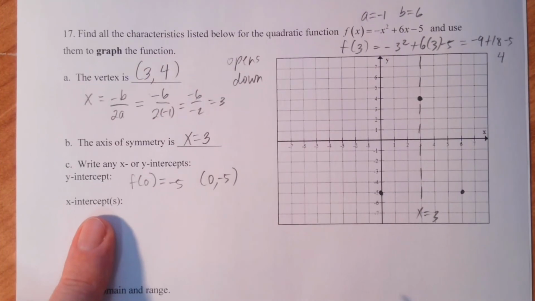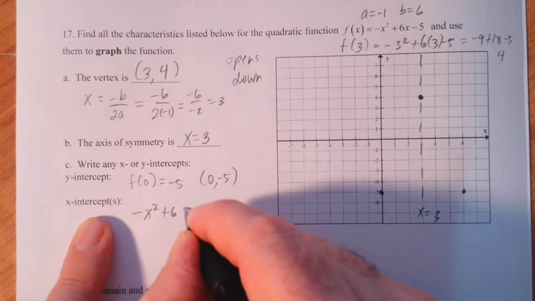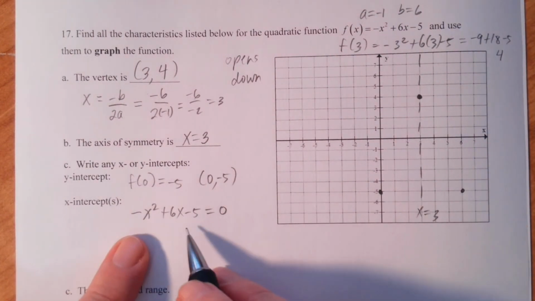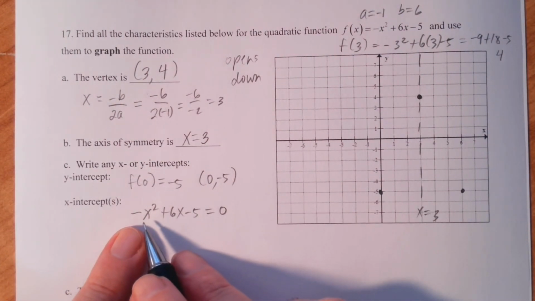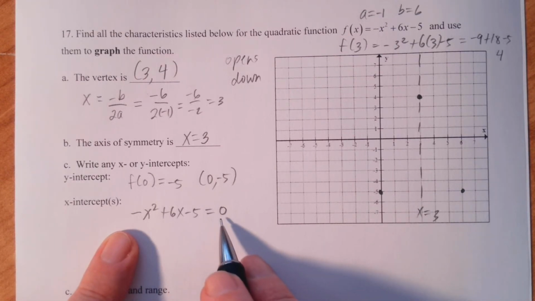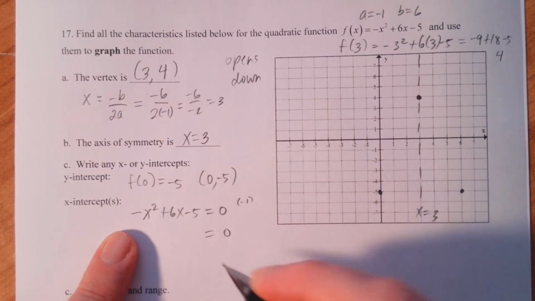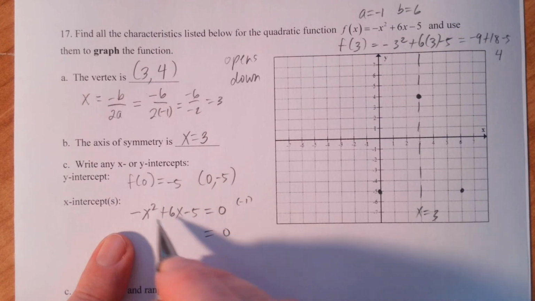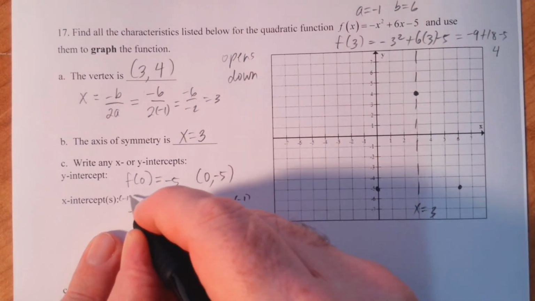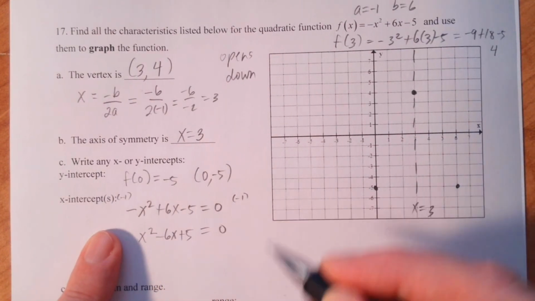Now notice they do want us to find the x-intercepts. So we'll set minus x squared plus 6x minus 5 equal to 0. Now this is not really ideal. We don't want a minus on our x squared term, but there's an easy way to deal with this. Just multiply both sides by negative 1. When you multiply this side by negative 1, you're going to get 0. And when you multiply this side by negative 1, you'll distribute the negative 1 to each of the terms. So you'll get x squared minus 6x plus 5.